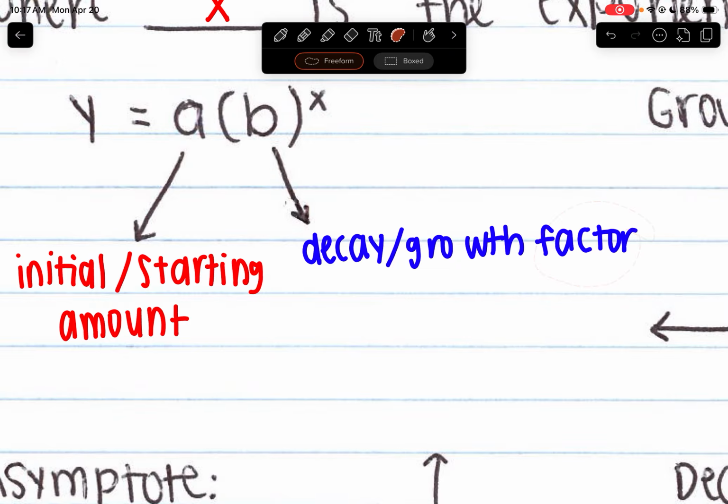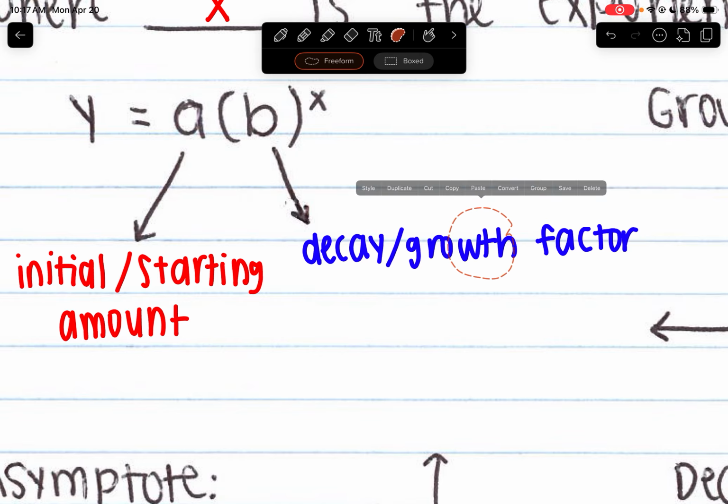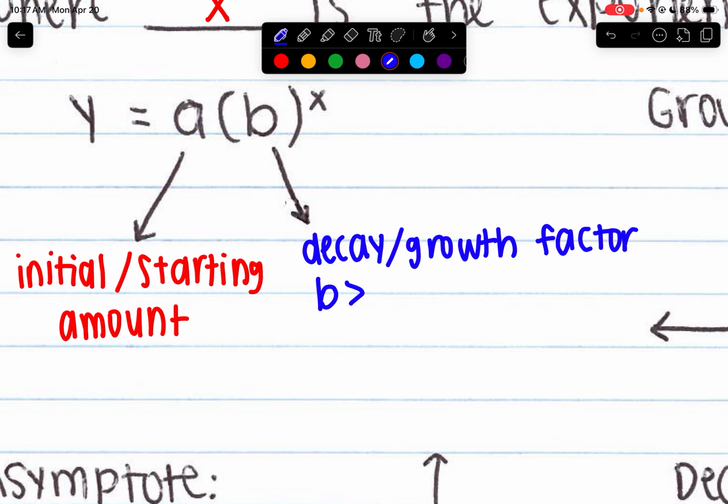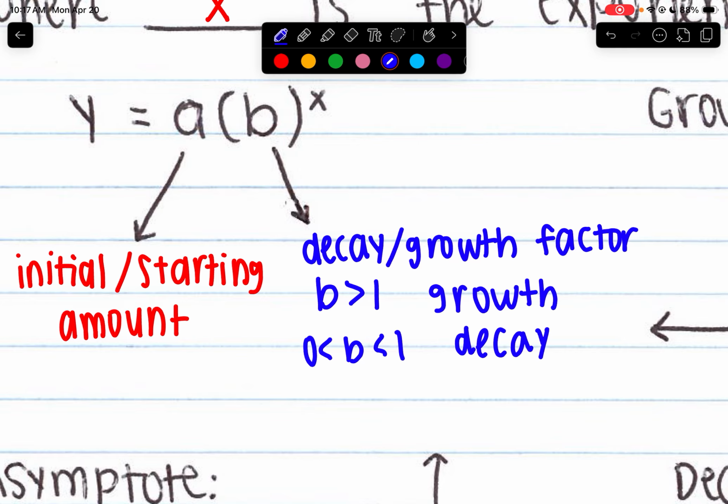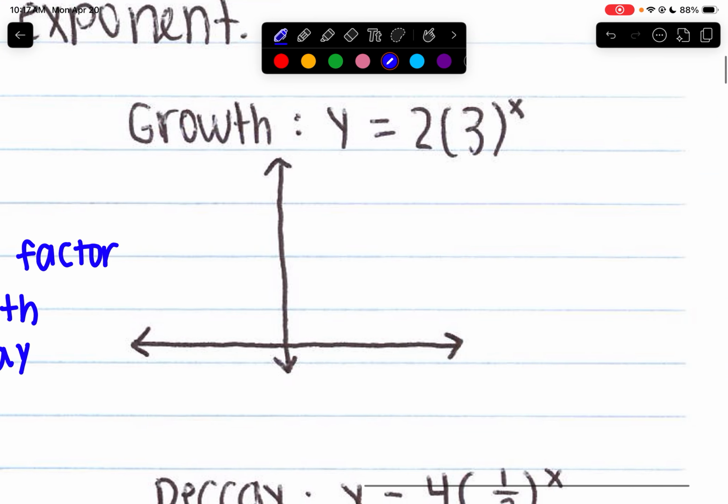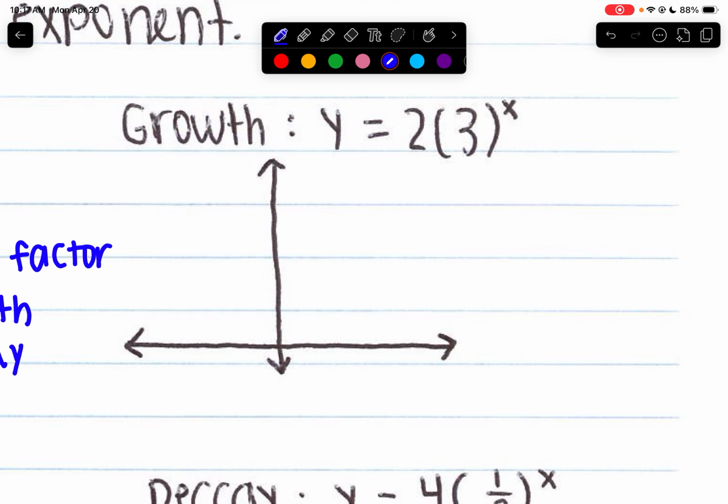Now, again, that's going to be dependent on the value, right? So if the value is larger than 1, that is a growth. If the value is in between 0 and 1, then that is a decay. So anything in between 0 and 1 is a decay. Anything larger than 1 is a growth. All right, so let's look at some examples here. So we have a growth equation here, and we know that this is a growth because this b value is greater than 1. So we know for sure it's going to be a growth.